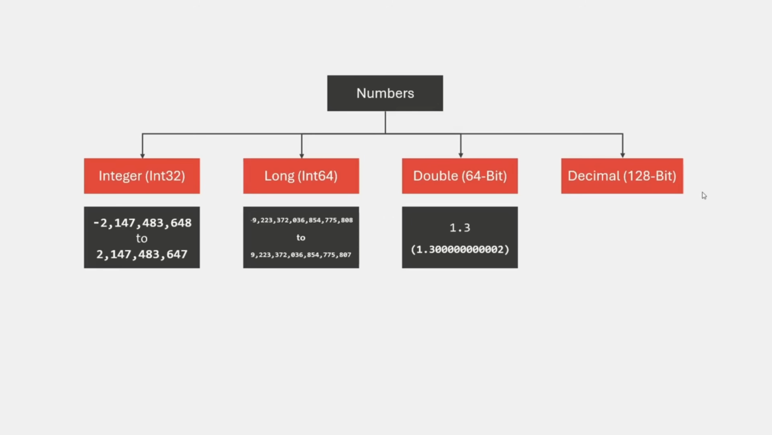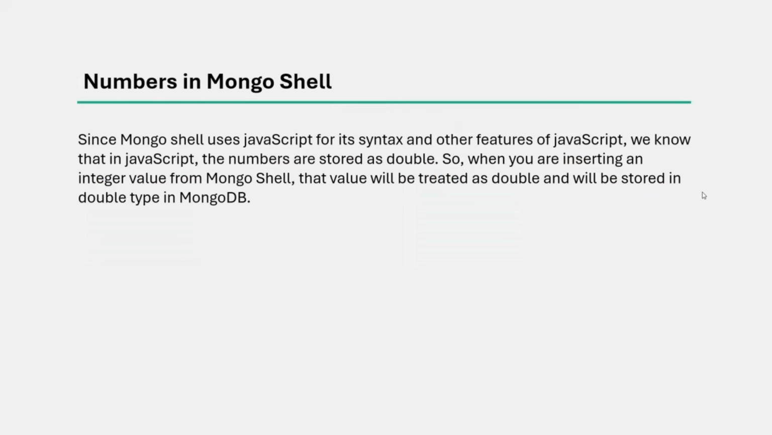Now, there is one more thing which I want to make clear here. So far in this course, we have been using Mongo shell. Now, we have learned that Mongo shell uses JavaScript for its syntax and other features. So basically, we can say that Mongo shell is built on top of JavaScript. And we know that in JavaScript, there is only one number data type, which is called number. And that number data type can store any numeric value, whether it is an integer value or floating point values.